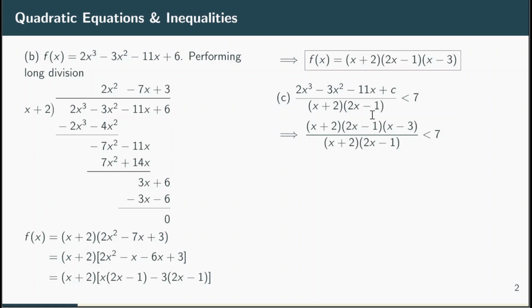And notice here that 2x minus 1 is a factor of both the numerator and the denominator, so they cancel out. And x plus 2 will do likewise, they also cancel out. And I'll be left with just x minus 3 is strictly less than 7. So at this point, to obtain x, I just add 3 to both sides, and x gives me a value of 10. So that means x is strictly less than 10. This is the answer to the C part of the question. So the range of values of x is that x is strictly less than 10.